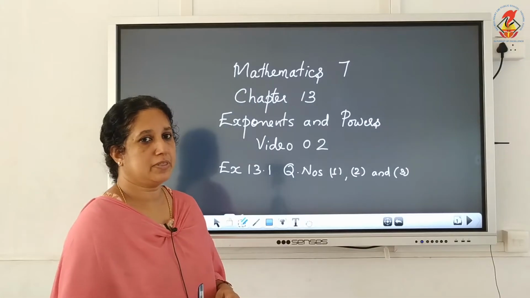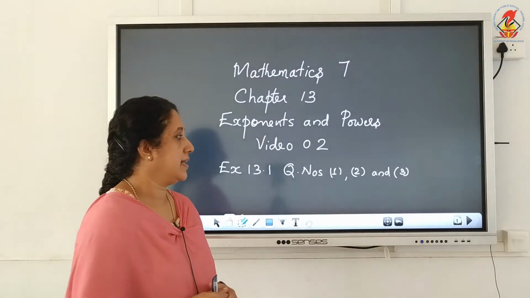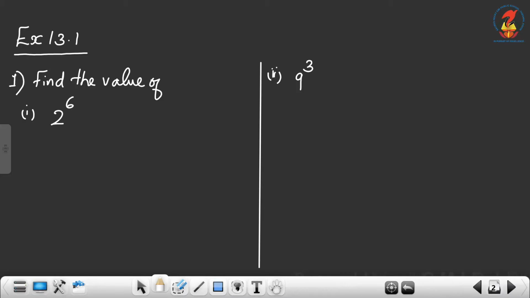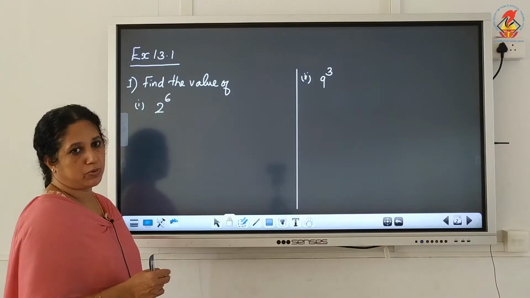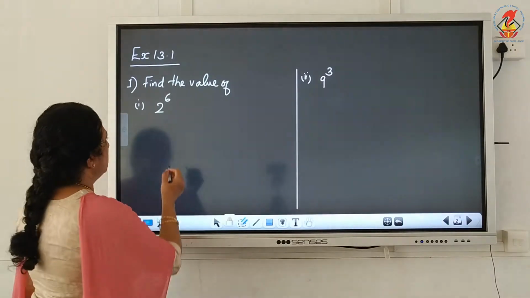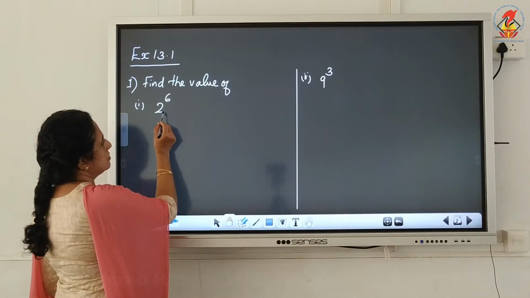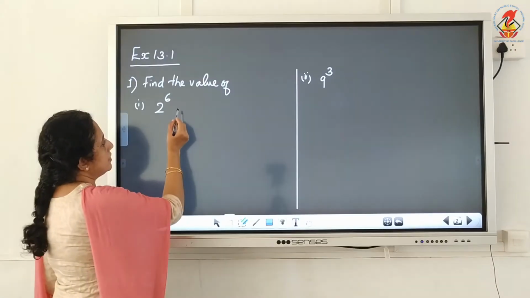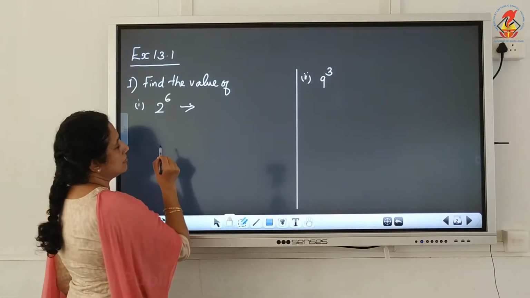Now we will start doing the problems given in exercise 13.1. First question, find the value of... first one, how can you read this one? We can read this one in three different ways.